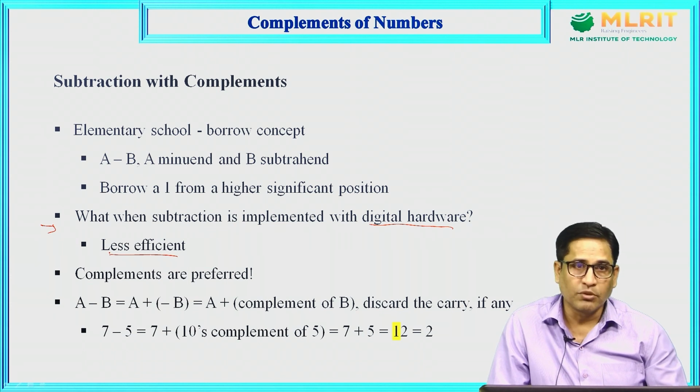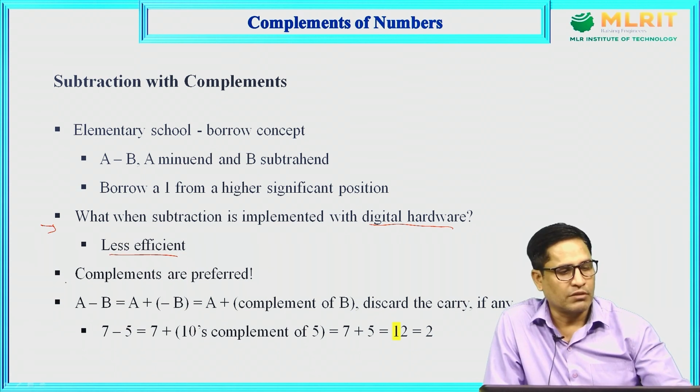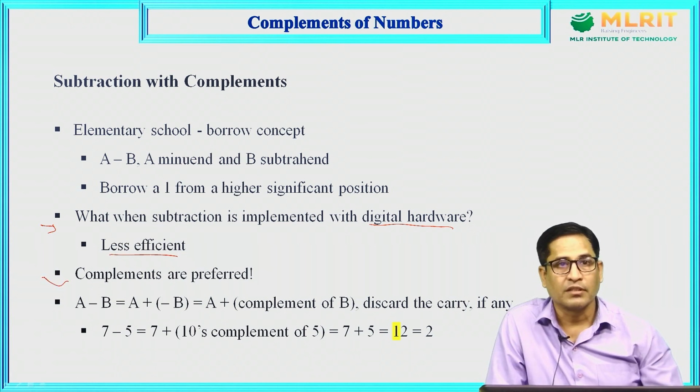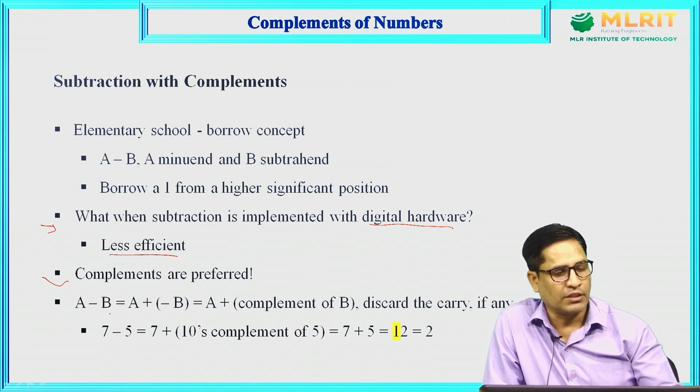So we look for other methodologies which are efficient and require less complex hardware to implement the process. The process in question here is subtraction. So what do we prefer? We prefer complements. That means we use complements, either R's complement or R minus 1's complement, to complete the subtraction process. How is this going to happen? Two numbers A and B. B is going to be subtracted from A.